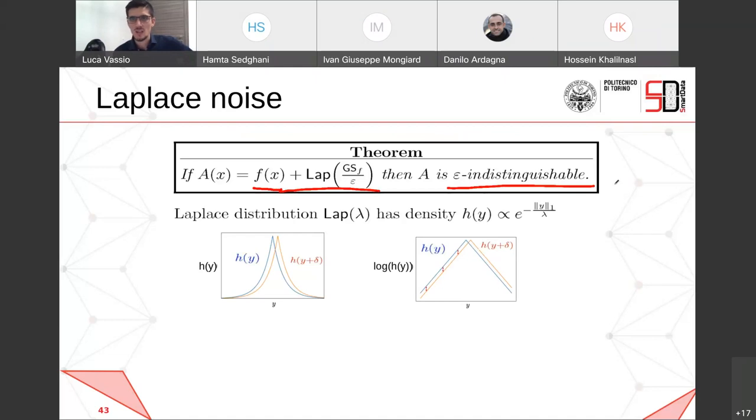You might ask why Laplacian and not others? Laplacian makes things easier because Laplacian distributions are basically two symmetric exponentials. So if you take the logarithm, then for two functions, the ratio of the densities will always be bounded by e to the power of epsilon. And so you can easily prove that by using Laplacian noise with this parameter, the mechanism will be epsilon indistinguishable.